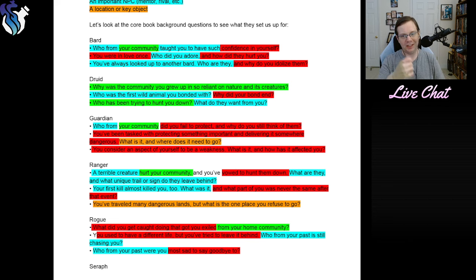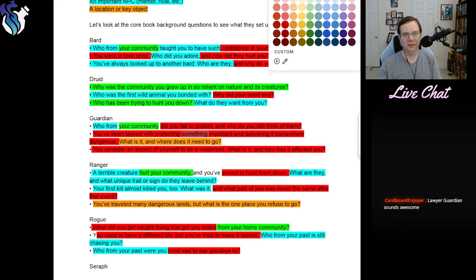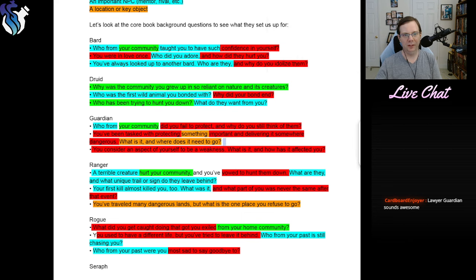Guardians are good at tanking physically, but that can also be a representation or an expression of an overall personality of being a protector. And the question here is pointing in that direction. Number 2, you've been tasked with protecting something important, right? So this is an object, and delivering it somewhere dangerous. So that also suggests a location.